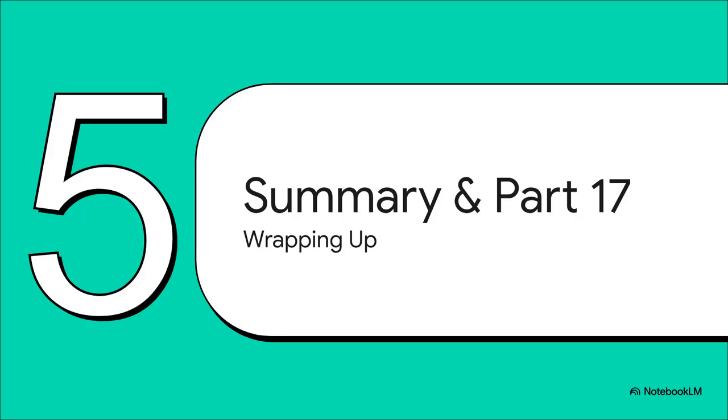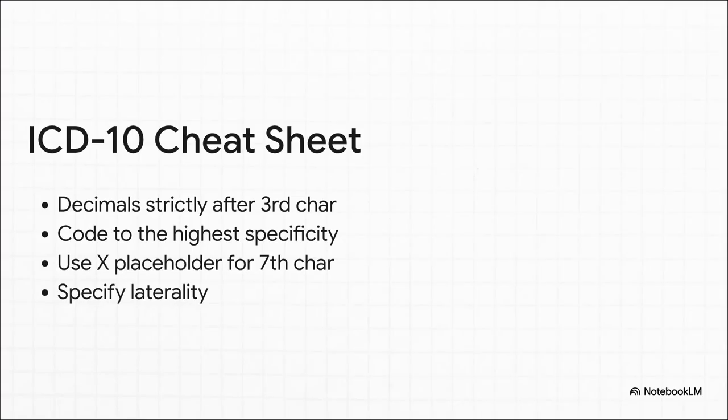And finally, Section 5, Summary and Part 17. Okay, here is your high-yield cheat sheet for today's lesson. Seriously, take a screenshot right now. Ready? Remember, decimals strictly go after the third character. Always code to the highest level of specificity. If a 7th character is mandatory, you've got to use that X placeholder to push it to the 7th spot. And always specify laterality if the documentation supports it.